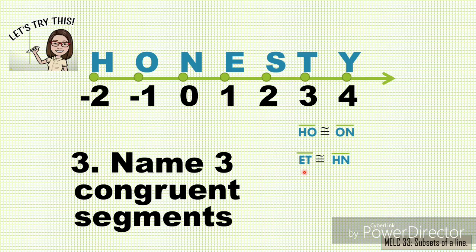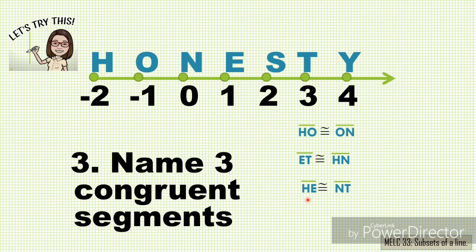Next, line segment ET, ito siya, point E to T. So, 2 units naman yan. 1, 2. From point E to T ay 2 units. Then, sa point H, N naman. Congruent daw yon sa line segment HN. So, from point H, 1, 2 to point N. So, magkasing haba sila with 2 units each.